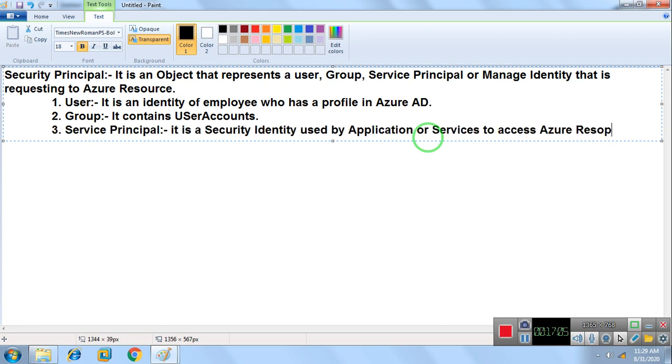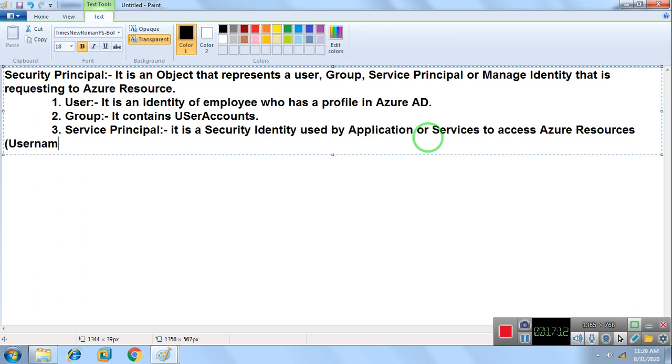Here I give you an example: username and password. Whatever username and password you have, that is known as a service principle. It's a security identity used by applications or services to access Azure resources, like a username and password.